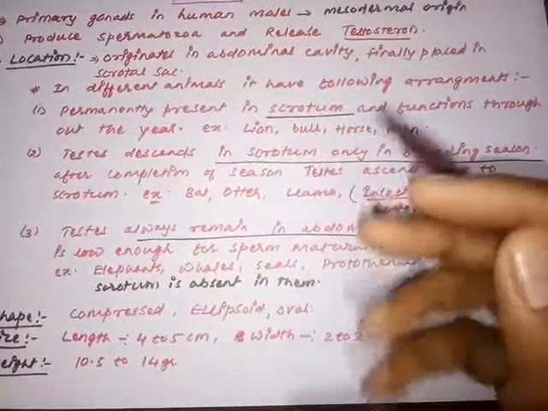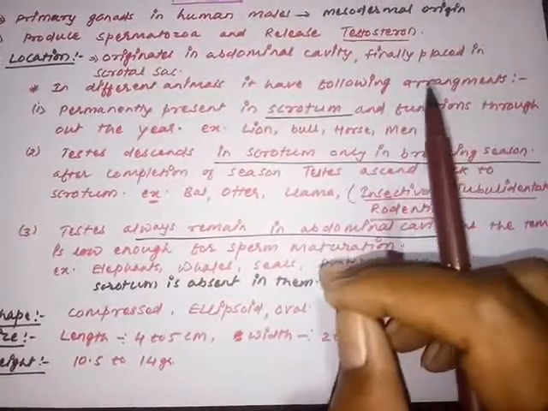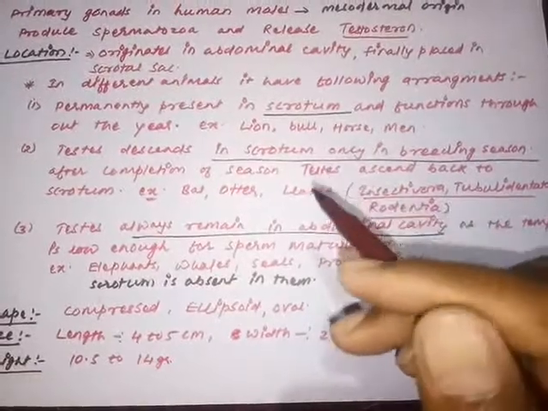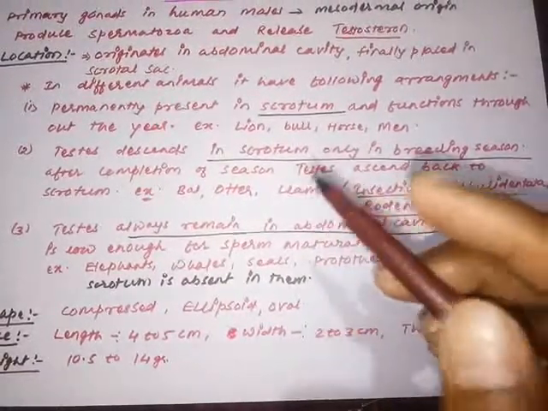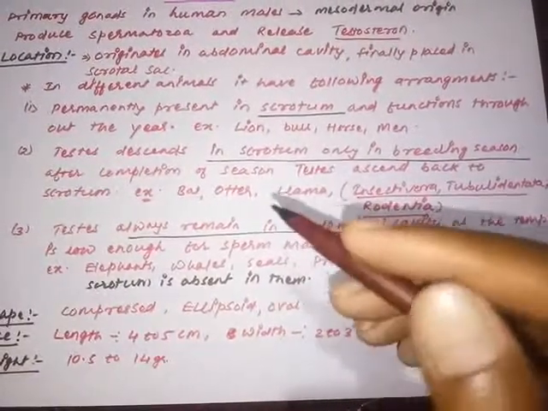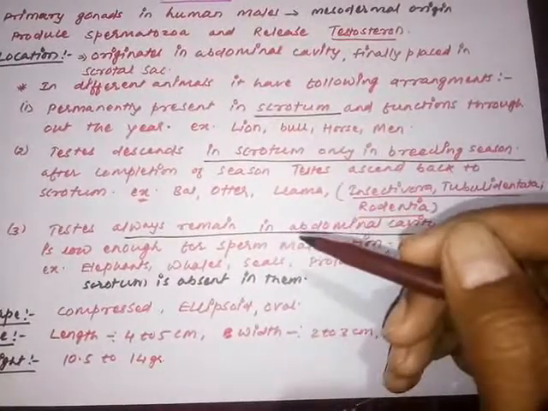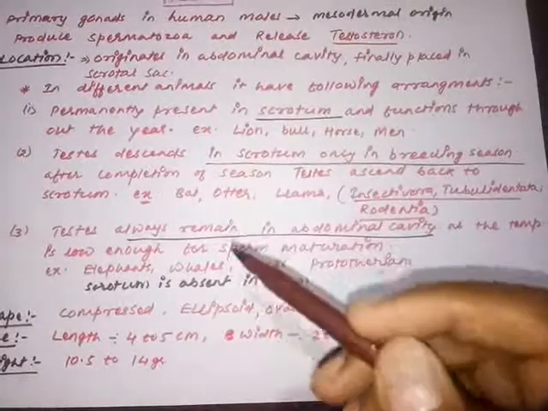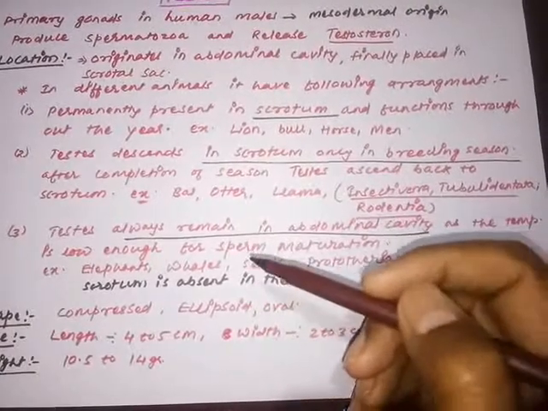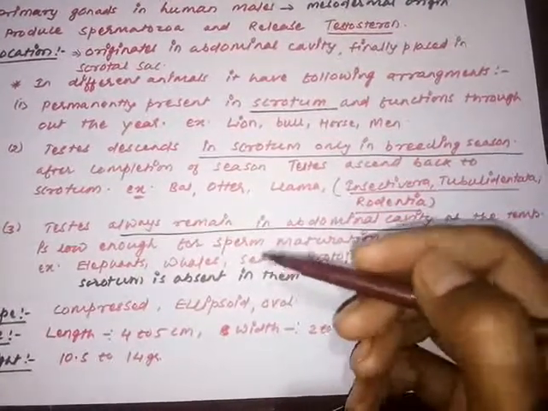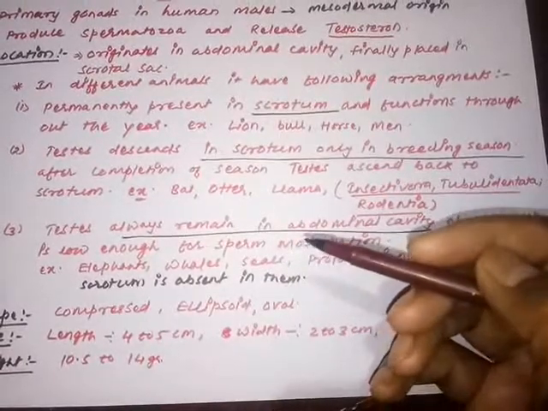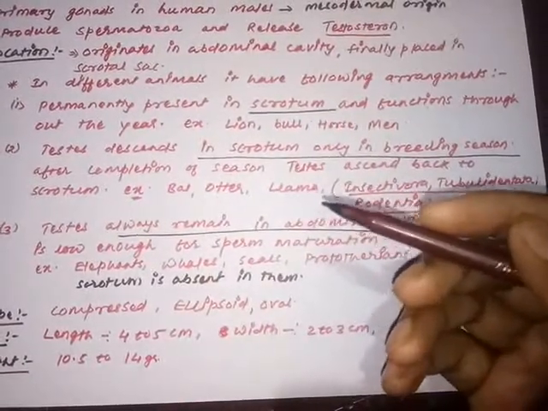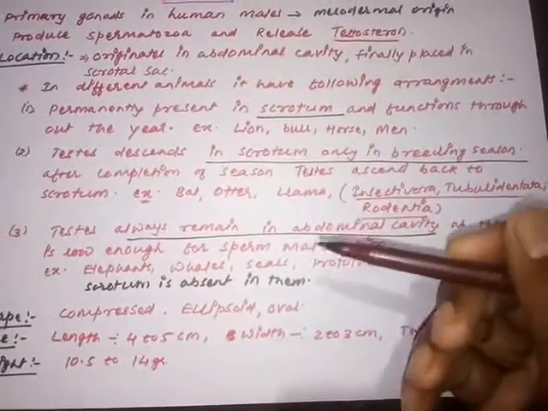In location, the first: always present in scrotum, in humans, that is the continuous breeder. Second: testis present in scrotum during the breeding season only, बाद में वापस चला जाए, that is in bat, otter, llama, Insectivora, Tubulidentata and Rodentia. Third one, testis always remains in the abdominal cavity. इनमें scrotal sac absent होता है. उसका कारण पूछा जाता है, तो you have to speak like that: the body temperature is low enough to mature the spermatozoa.